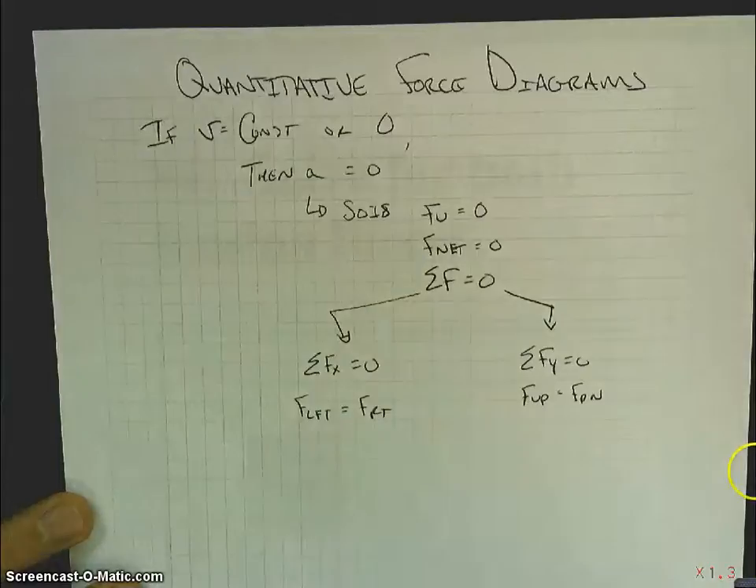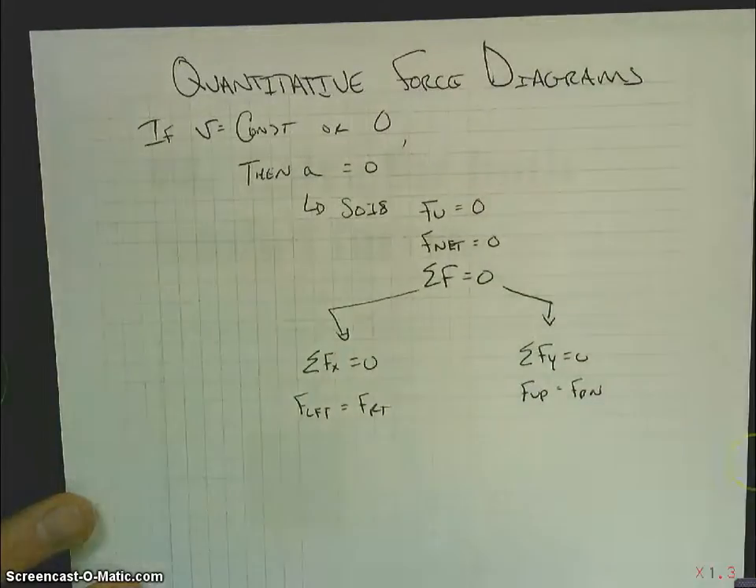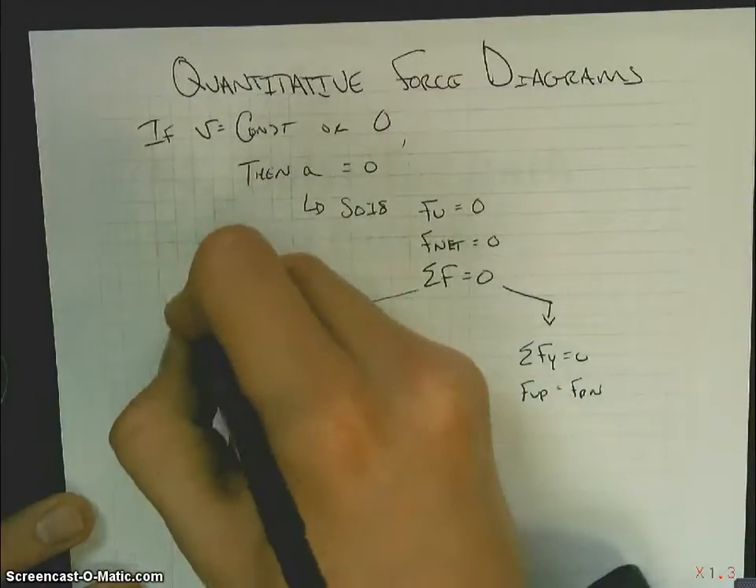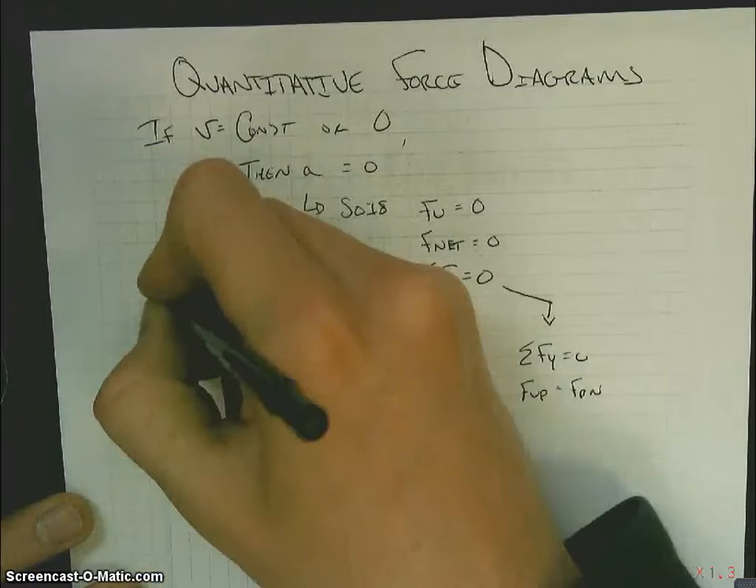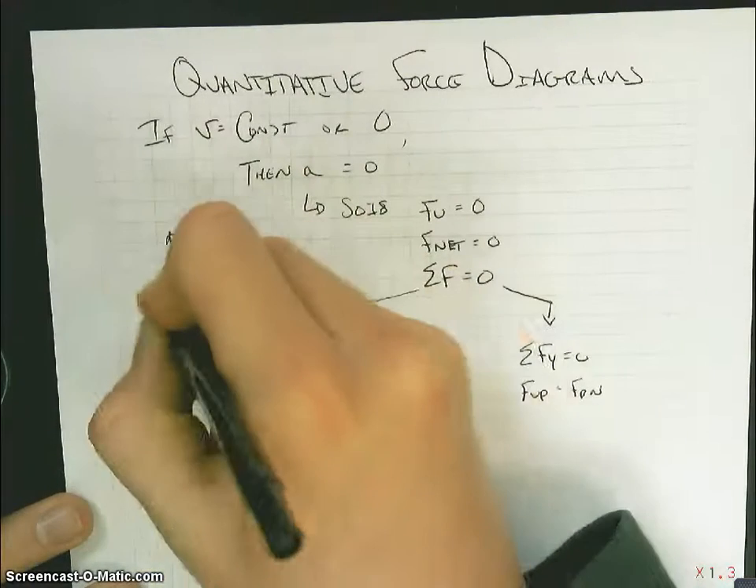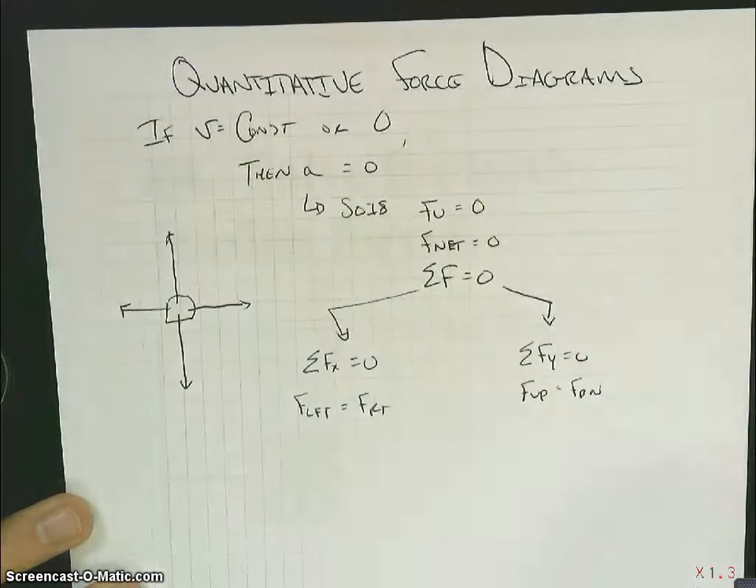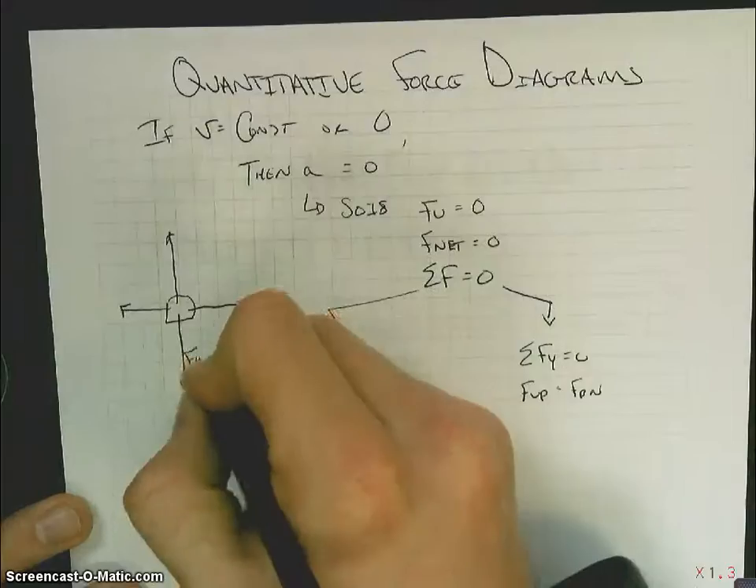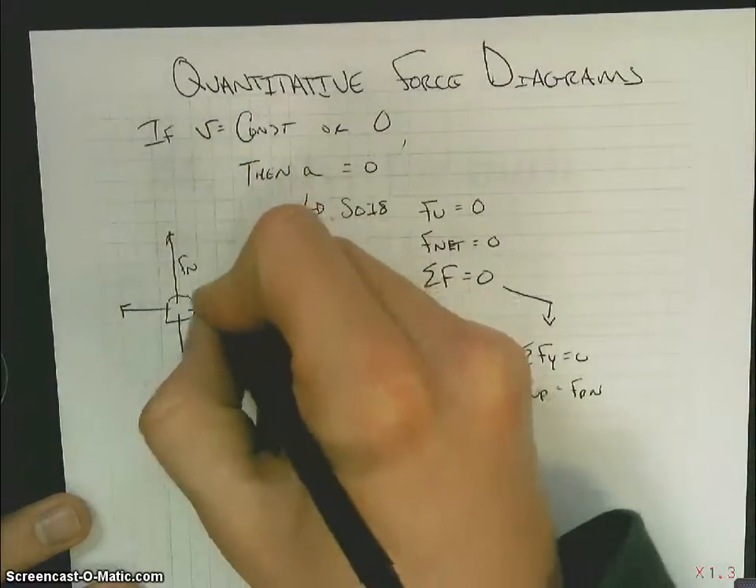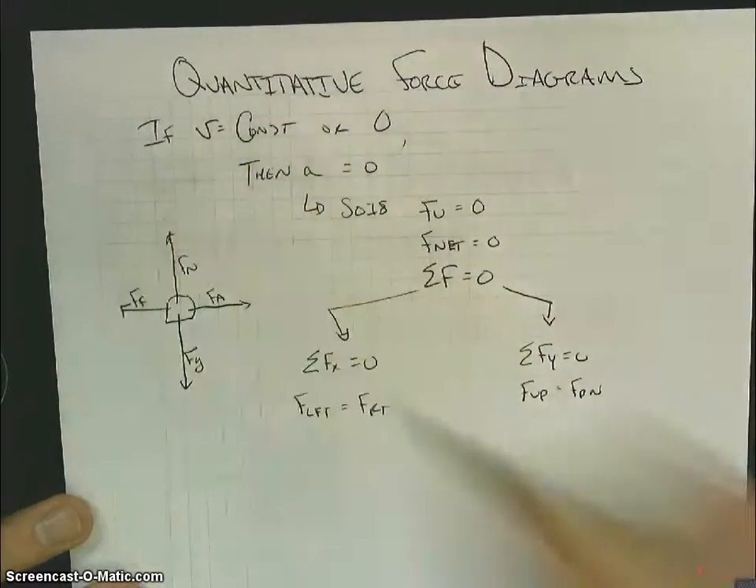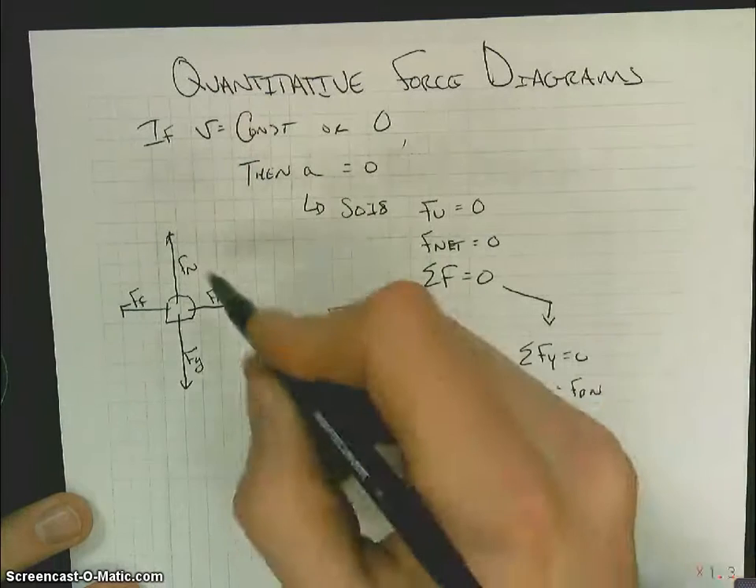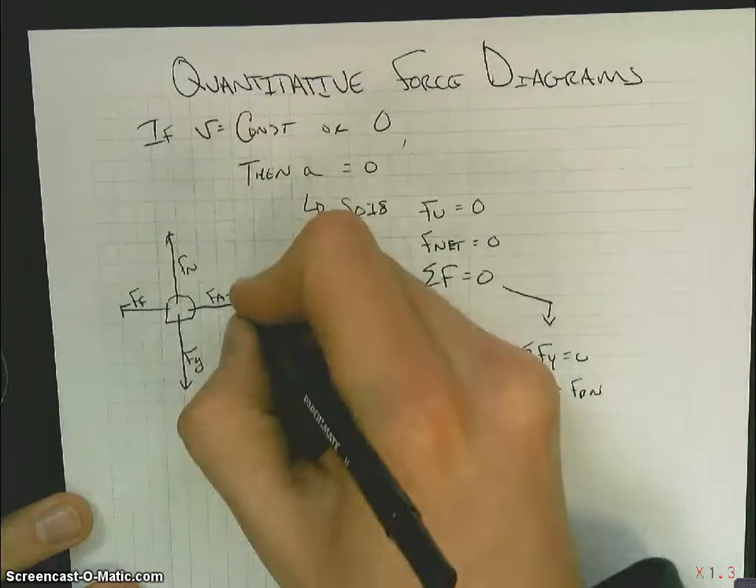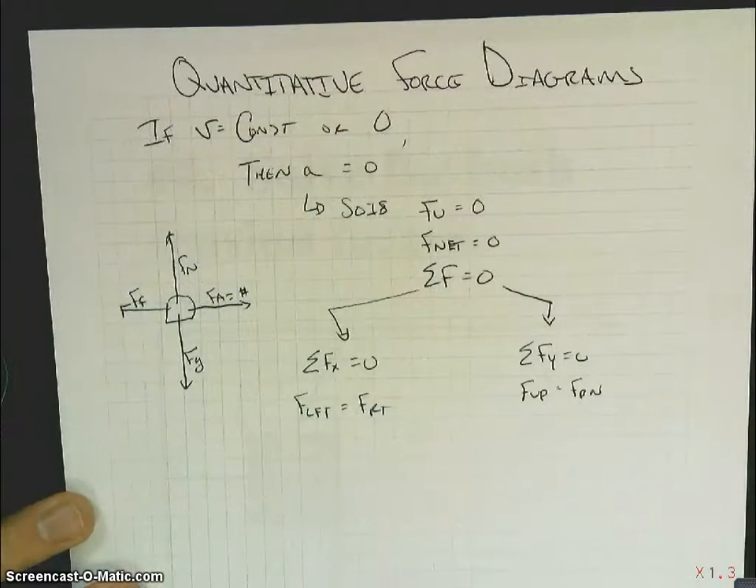Alright, so this is drawing quantitative force diagrams. Now, what that means is that we're going to be drawing force diagrams, these free body diagrams. But now we're going to be writing in not only what the forces are, like force of gravity, force normal, force applied, force of friction acting against it. We're not only going to be doing this, but now we're actually assigning values to that, okay?